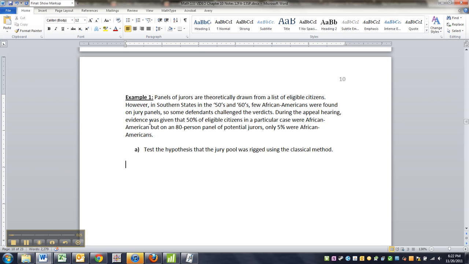During the appeal hearing, evidence was given that 50% of eligible citizens in a particular case were African American, but on an 80-person panel of potential jurors, only 5% were African American. State the hypothesis that the jury pool was rigged, using the classical method, or test the hypothesis, excuse me. Okay, so step 1. Let's write it out. You need a null and alternative hypothesis, but I believe we already came up with these.